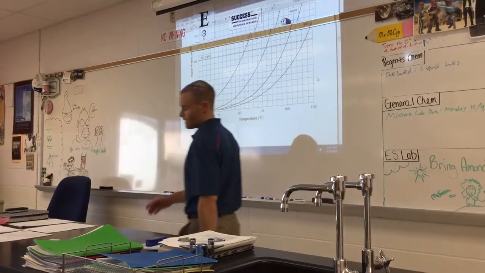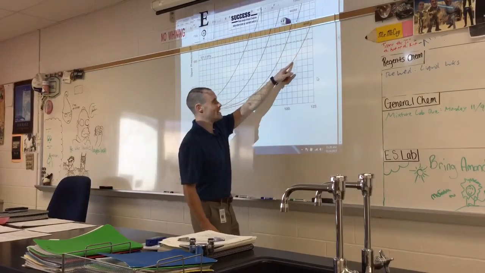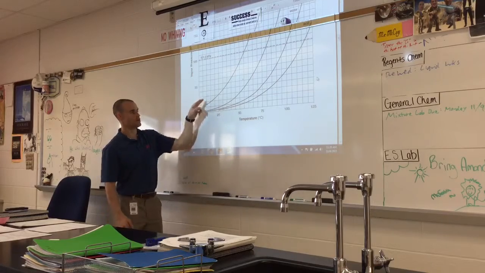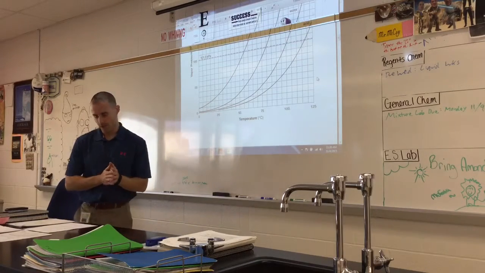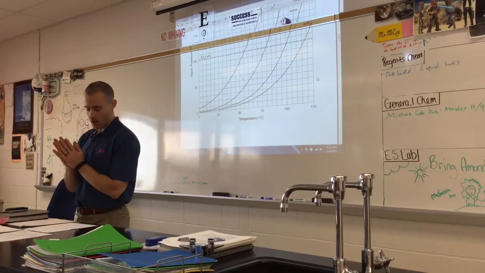Yeah, ethanoic acid has the lowest vapor pressure. This bottom line here. Lowest vapor pressure at any temperature. It's the lowest vapor pressure. Good job. 5. Which one has the strongest forces of attraction? Explain why or how you know.